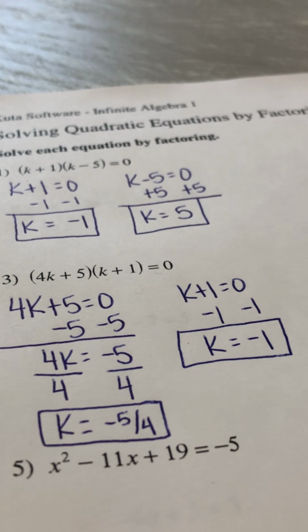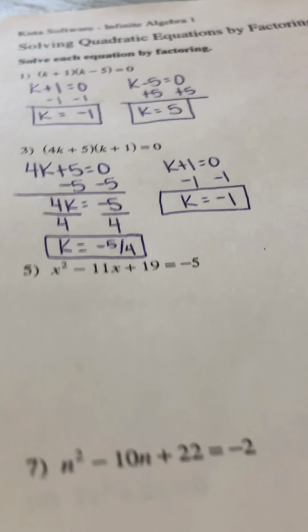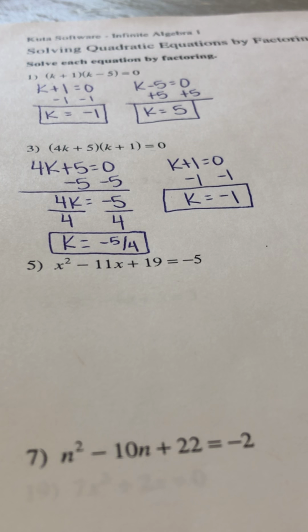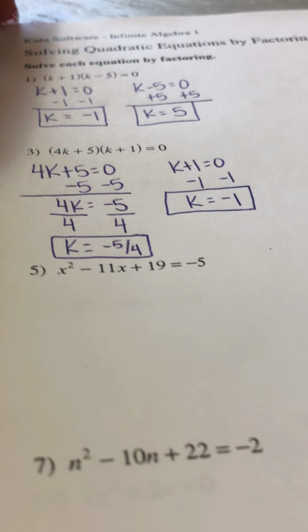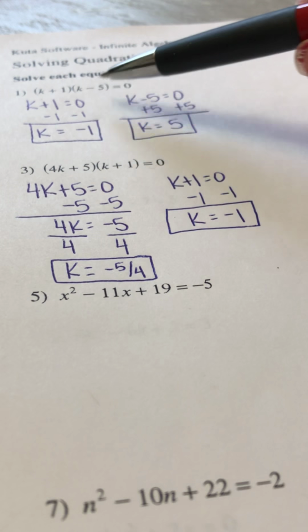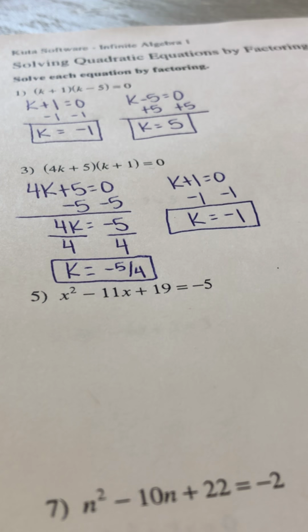So now let's go on down to number 5. Let's look at number 5. This should look very familiar to you. Number 5 is a quadratic equation that is not factored. You have to factor it yourself to get your two binomials like number 1 and number 3.